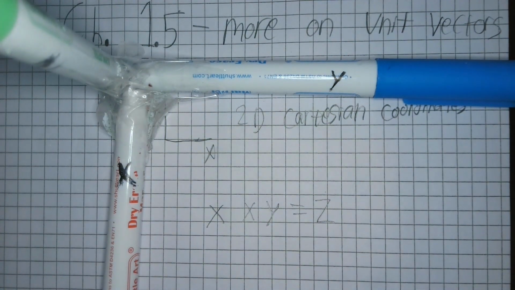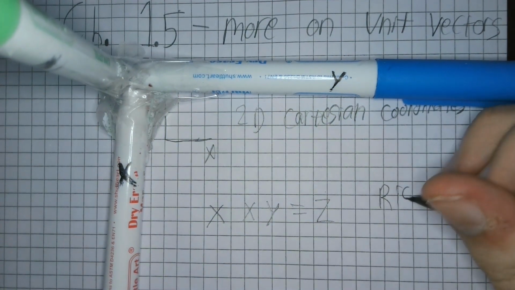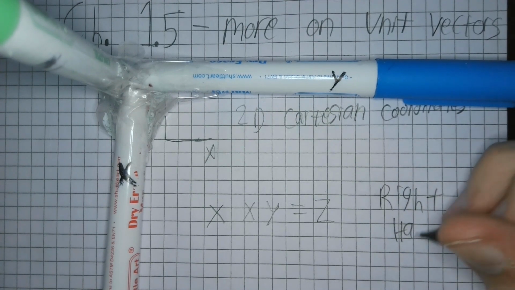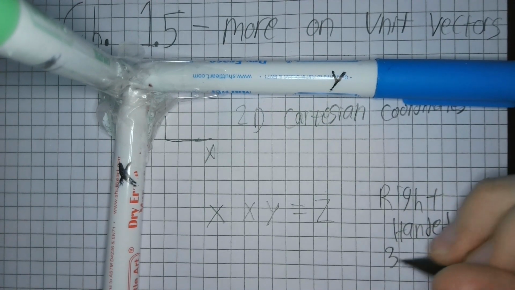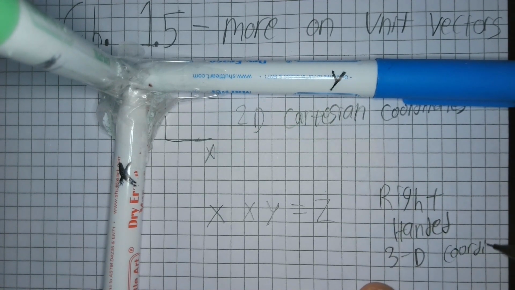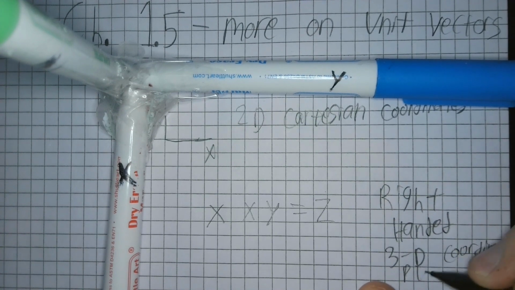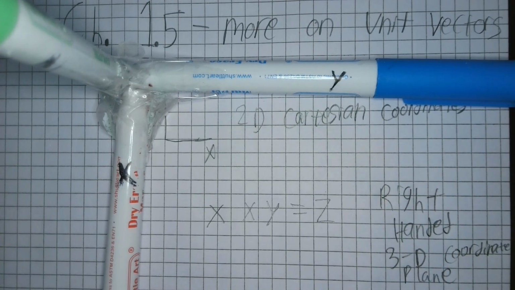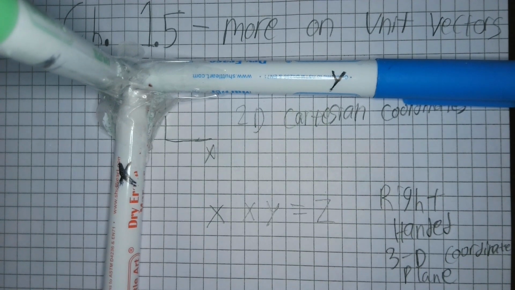Always in physics, use a right-handed 3D coordinate plane. You will set yourself up for failure if you don't, in every single problem you do. So, now that we have this defined, it's a right angle between all three of these. I know it's not perfect because it's markers taped together, but you can use your imagination. Always use this.